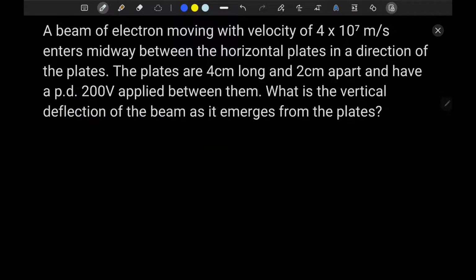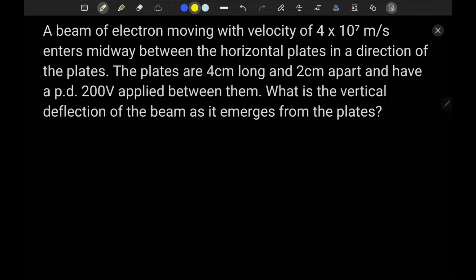Here is the second question. A beam of electrons moving with velocity of 4 into 10 power 7 meters per second enters midway between the horizontal plates in the direction of the plates. The plates are 4 cm long and 2 cm apart and have a potential difference of 200 volt applied between them. What is the vertical deflection of the beam as it emerges from the plates?